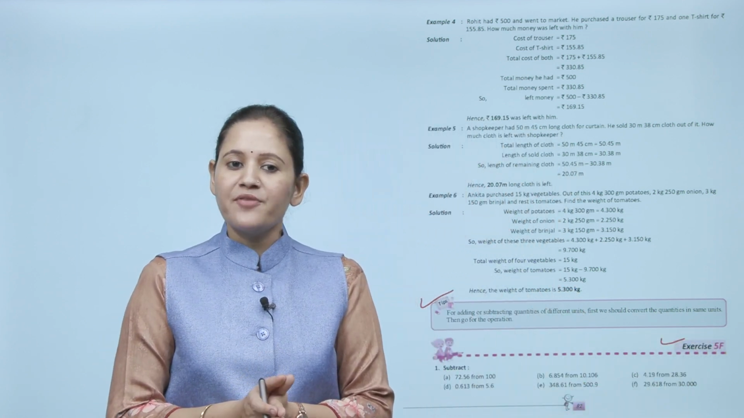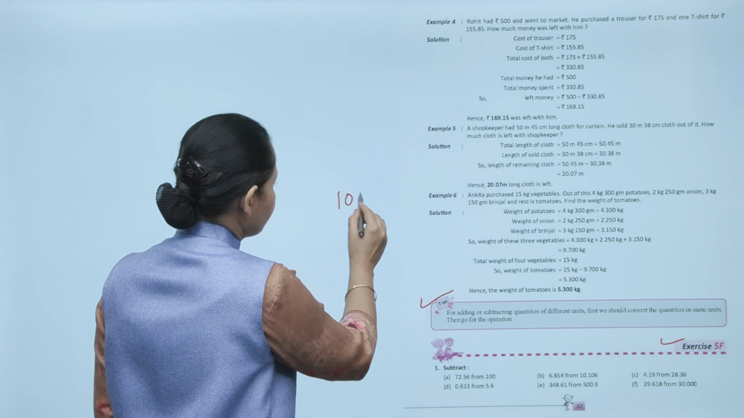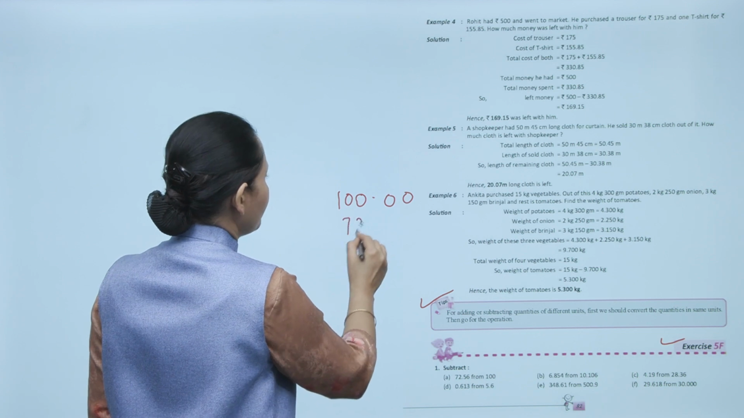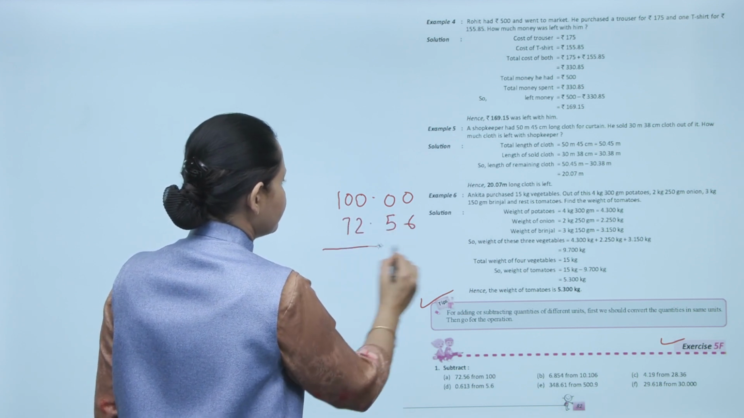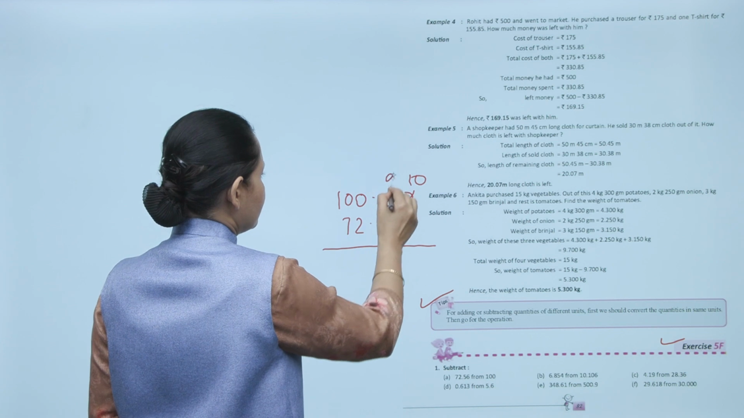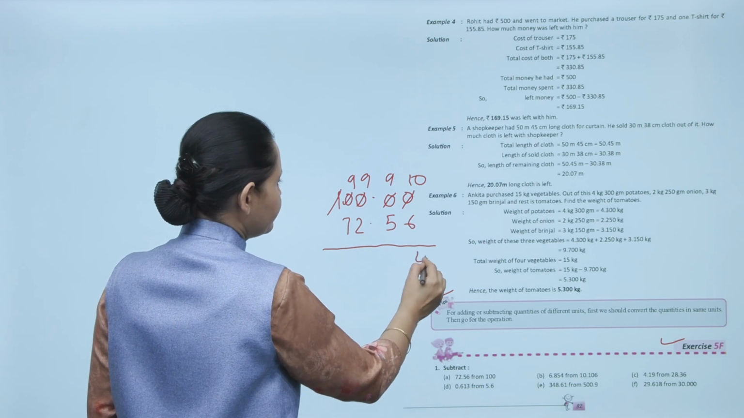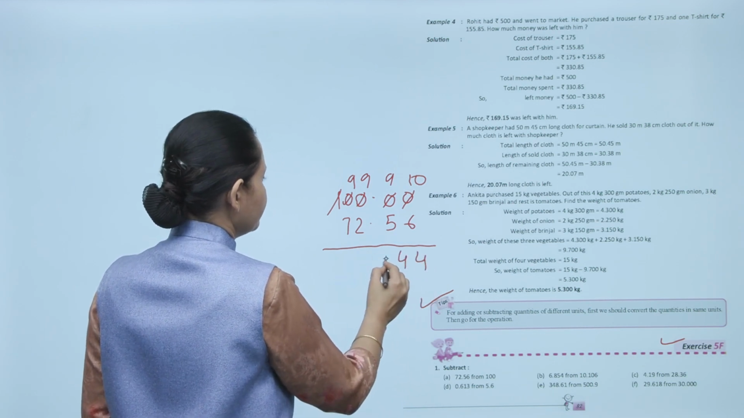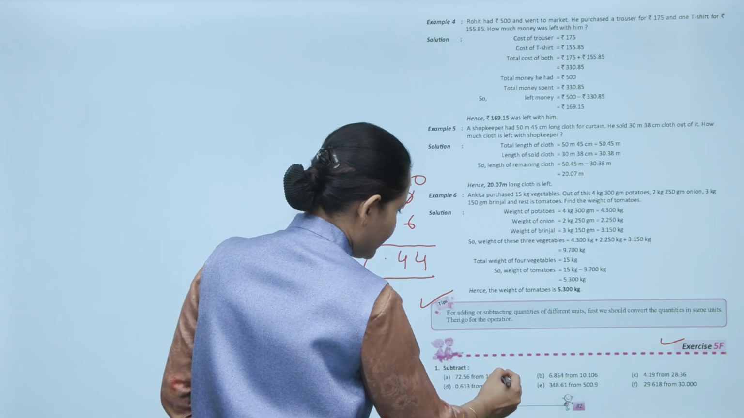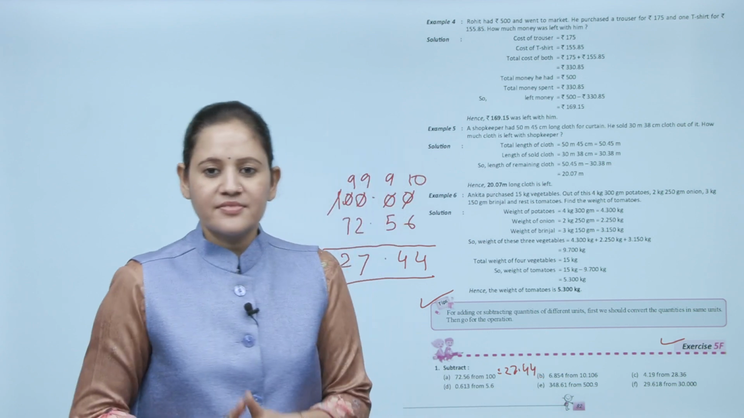Subtract 72.56 from 100. So we have to subtract 72.56. 0 है, 0. 10 minus 6 is 4, 4, then decimal, 27.44. That is our difference. Clear?